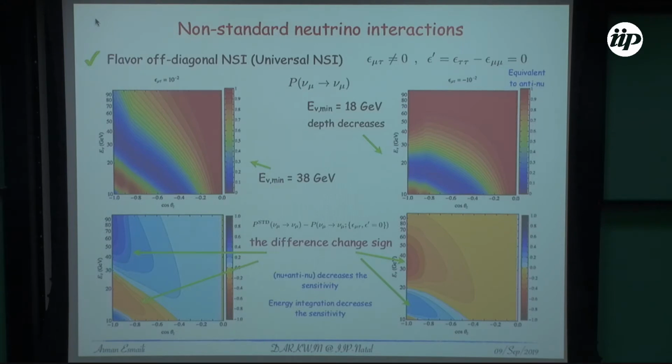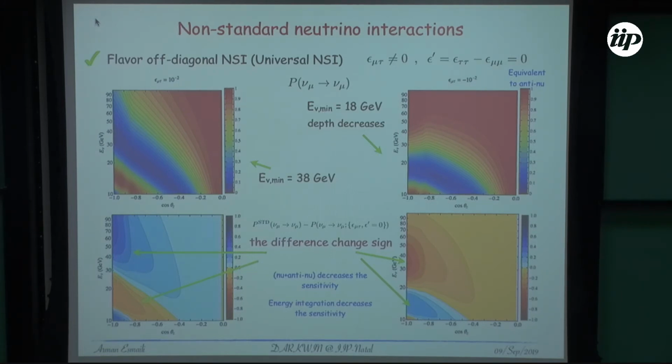There is one main point: this is for neutrino, the other for anti-neutrino, and you can see that they have opposite sign. So if you have an experiment like IceCube, which does not distinguish between neutrino and anti-neutrino, you have to sum these two plots together, and basically you get 0. So you lose your sensitivity.